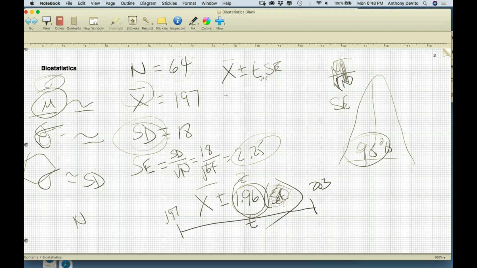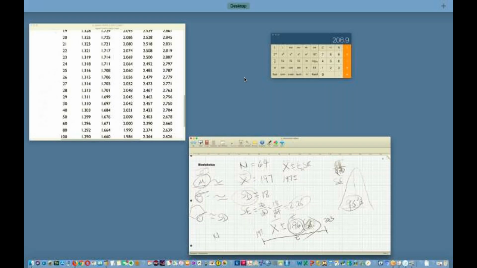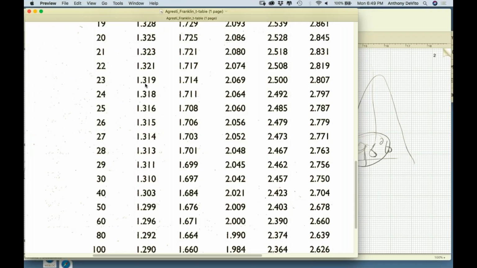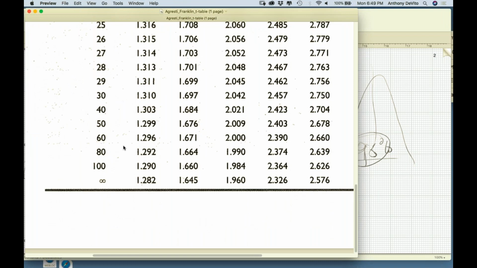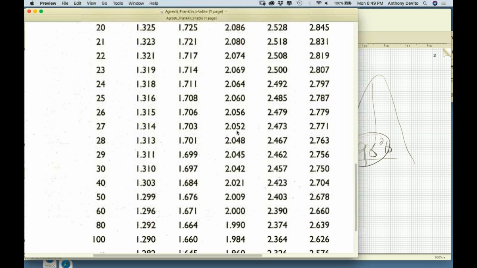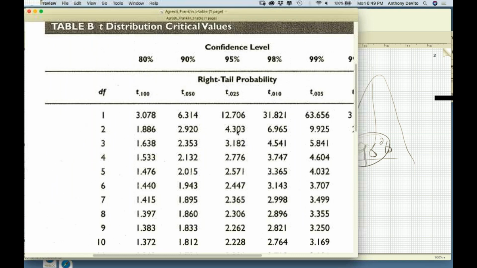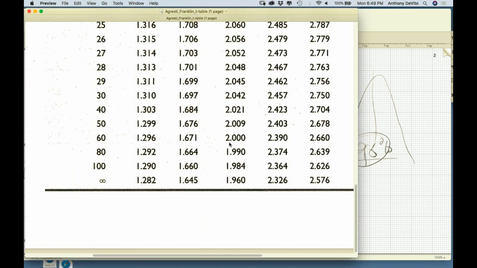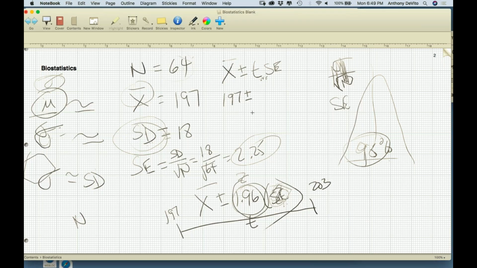Well, first, let's start with x bar. Our sample mean came out to be 197, plus or minus the value for t that we're going to use for a 95% confidence interval. Well, what's that going to be? So for a sample size of 64, what am I using? 63, right? Well, I don't really have 63 here. So the closest I have is, I'm going to say, 2.0. So I'm going to use 2.0 instead of 1.96, times my standard error.